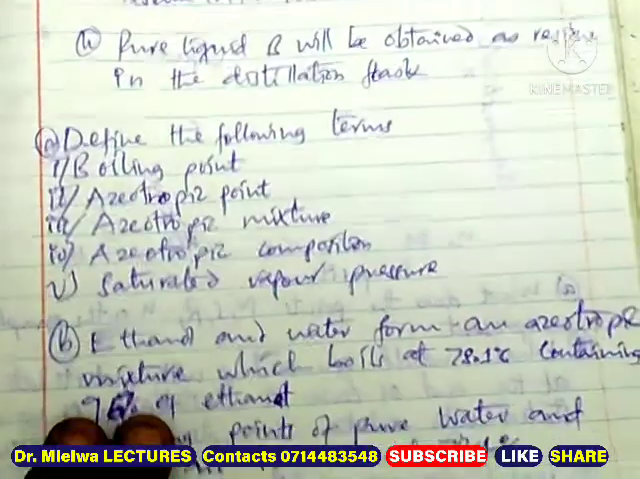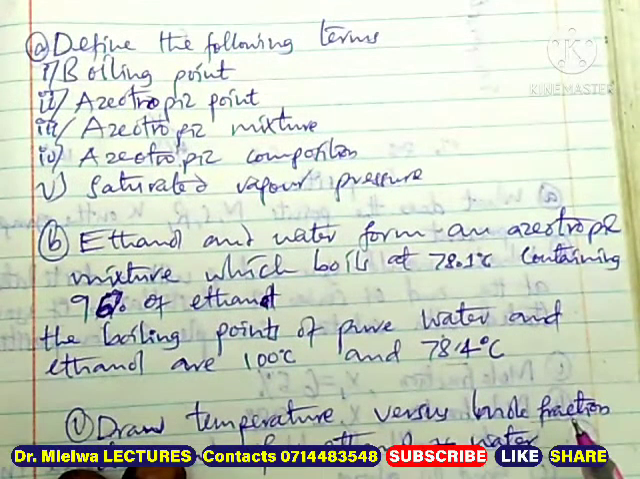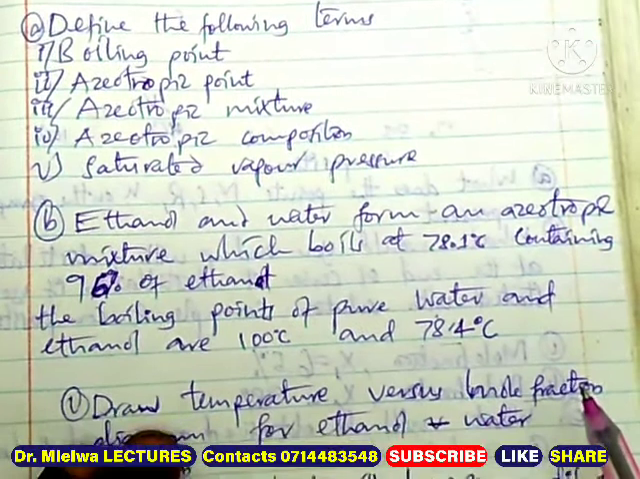Another question in this part, for example, you're asked to define the following terms: the boiling point, isotropic point, isotropic mixture, isotropic composition, and saturated vapor pressure.